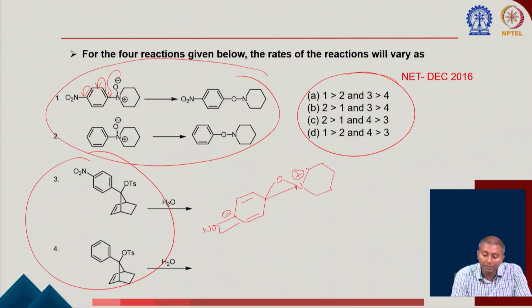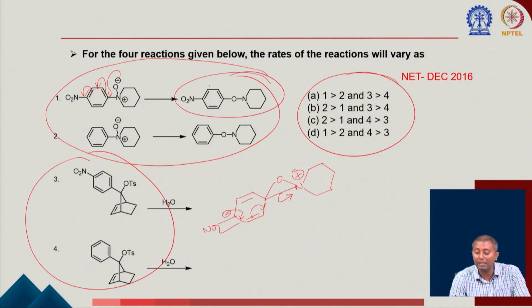And then what is going to happen? This is going to come back and it is going to break this carbon-nitrogen bond. Once it breaks the carbon-nitrogen bond, it is going to get you to the corresponding product. So now you can clearly understand, if this is the reaction that is happening, then this negative charge is going to be more stabilized if there is a nitro group there. So that's why 1 will be reacting faster compared to 2.